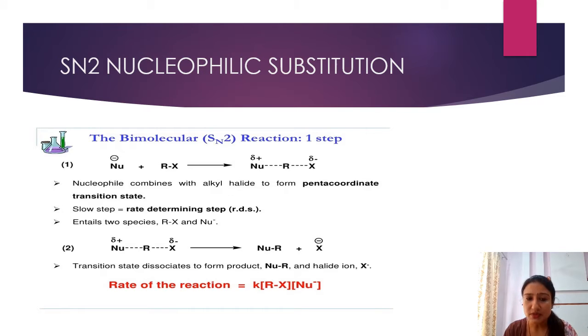SN2 nucleophilic substitution is a bimolecular reaction. The nucleophile combines with the alkyl halide to form a pentacoordinate transition state, and the slowest step is the rate determining step. Here two species are involved, the alkyl halide and the nucleophile. So the rate of reaction depends on both the substrate, the alkyl halide, and the nucleophile.